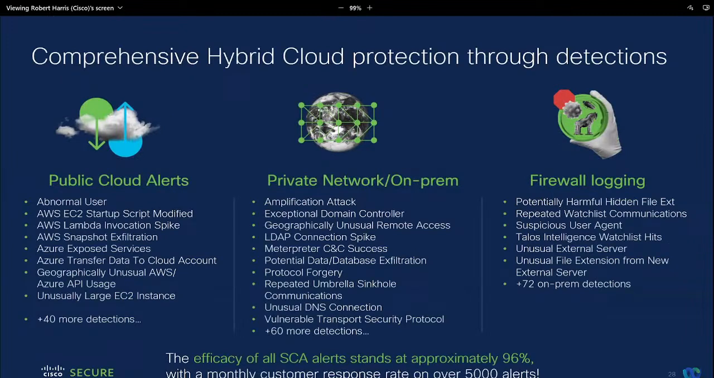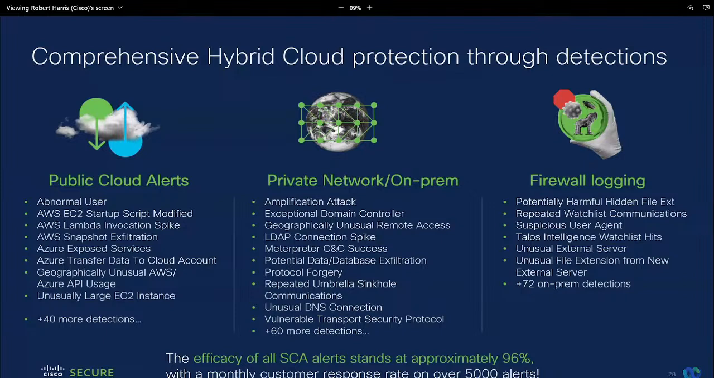We saw the telemetry column. We saw data coming in from various different sources, right? So we're going to be looking at public cloud alerts, and I've called out some of the ones that I think are more interesting in this left-hand column here. Those are going to be coming from the cloud providers. In the middle, we've got our private network and on-prem monitoring, and I've called out some of the ones that I think are a little bit more interesting that we do.